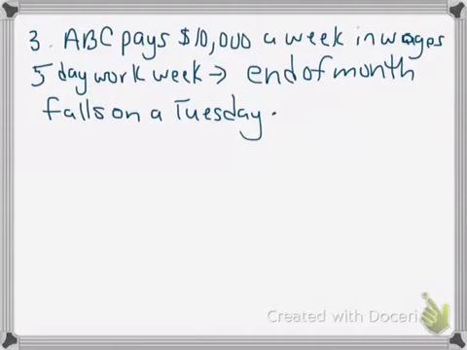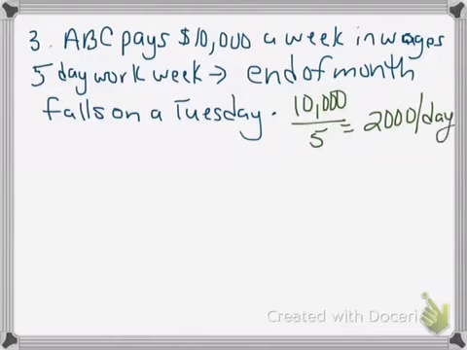When we're looking at these expenses, here it says ABC pays $10,000 a week in wages for a 5-day work week. The end of the month is going to fall on a Tuesday. So what we need to know is how much do we pay per day? Well, if we pay $10,000 a week and it's a 5-day work week, that means that we are paying $2,000 per day.